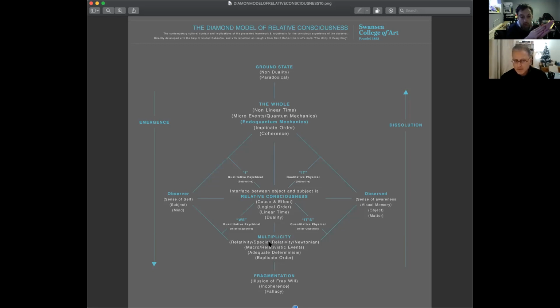And you're including in there, can you explain a little bit about what you mean there by sense of awareness and visual memory? In terms of relative consciousness, relative consciousness is a visual model of consciousness as attention to memory. Okay, it's a higher order theory of consciousness as attention to memory. So, but it's a visual model.